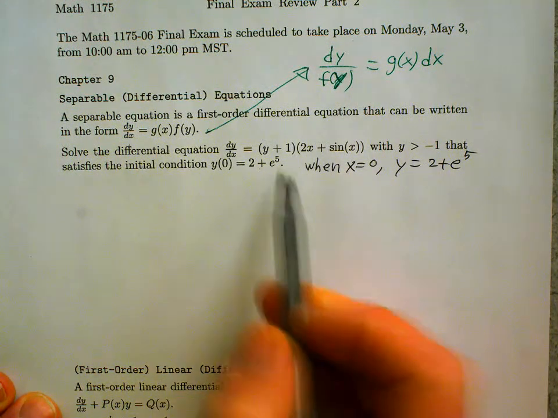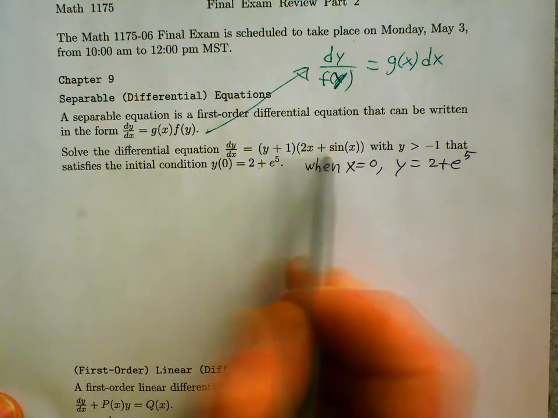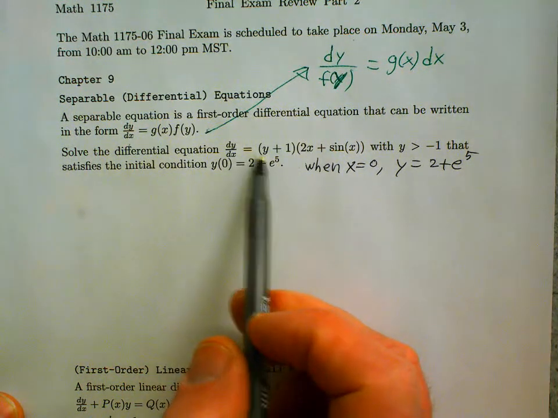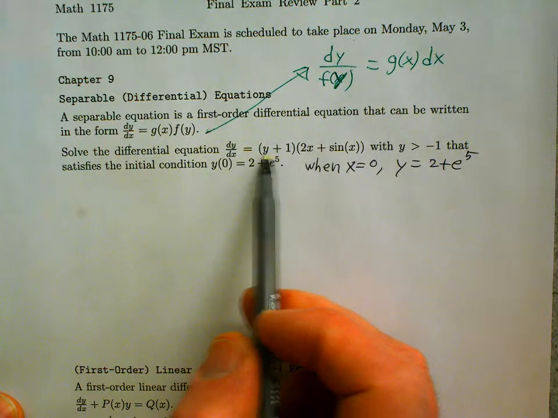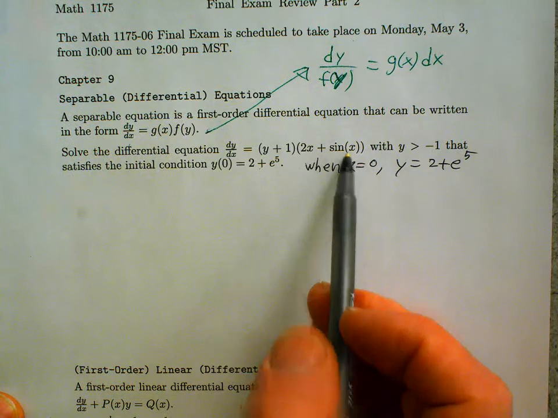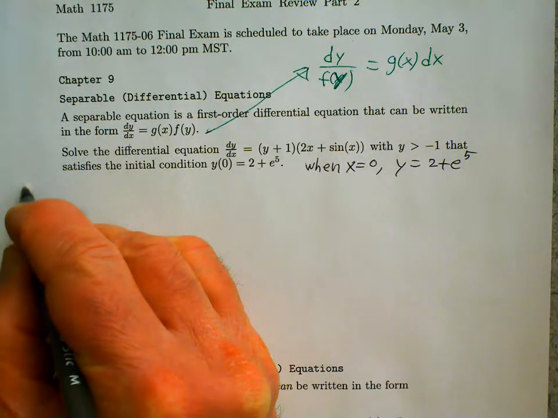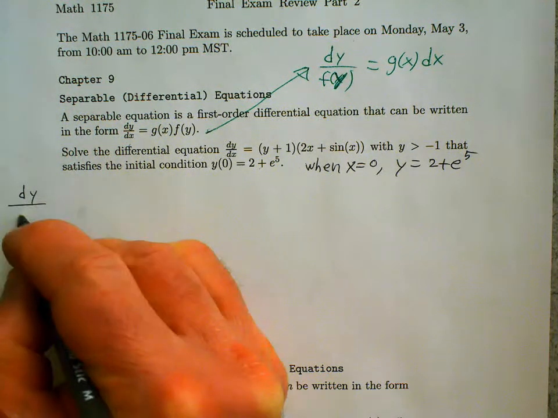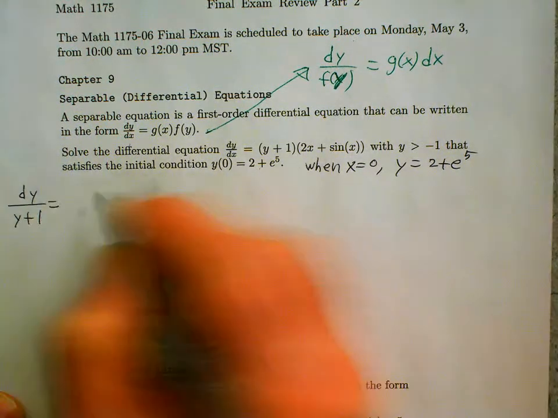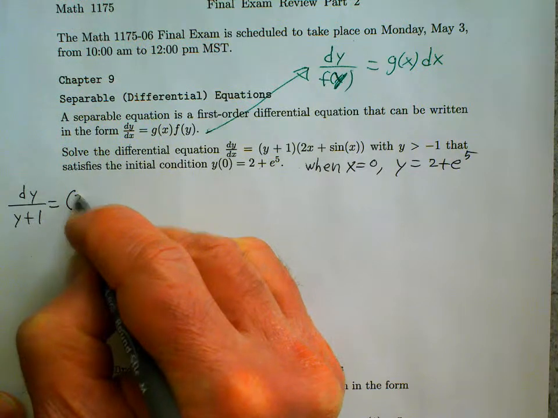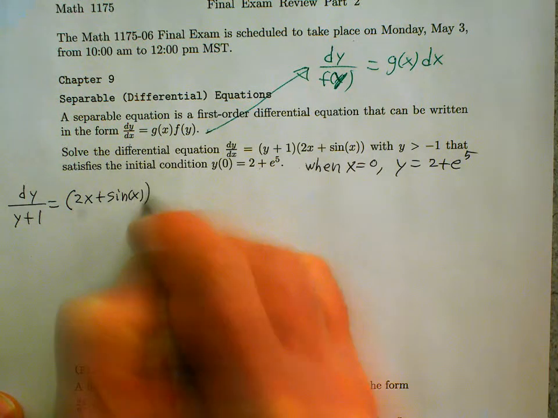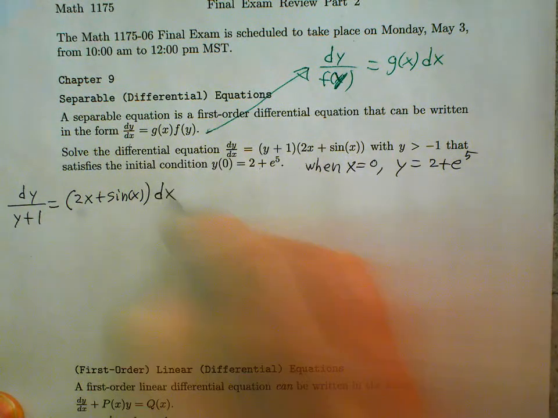Okay, but first let's write it separated. So we'll divide both sides by y plus 1 and multiply both sides by dx. And we'll get dy over y plus 1 equals 2x plus sine of x, all multiplied by dx.